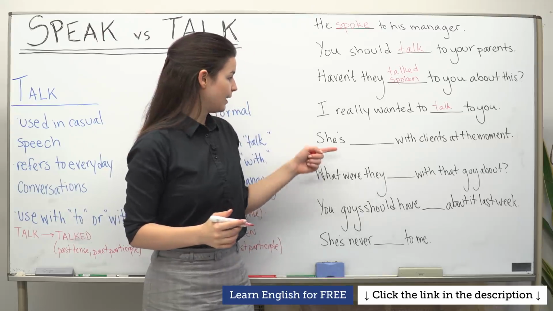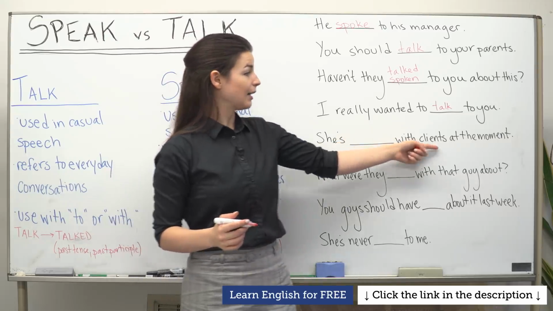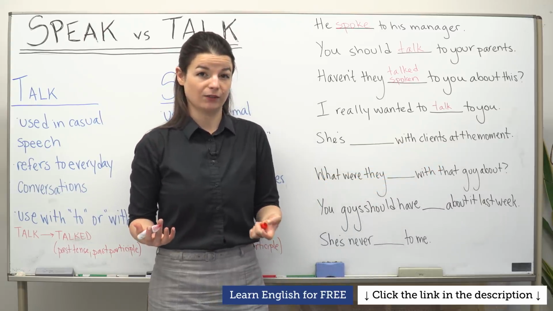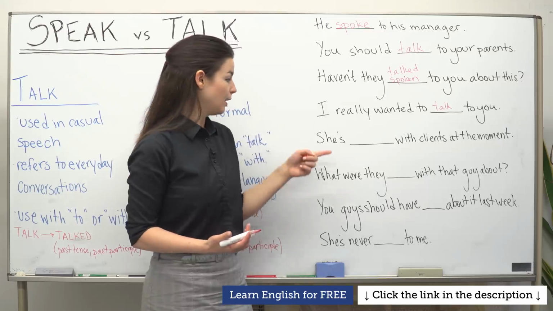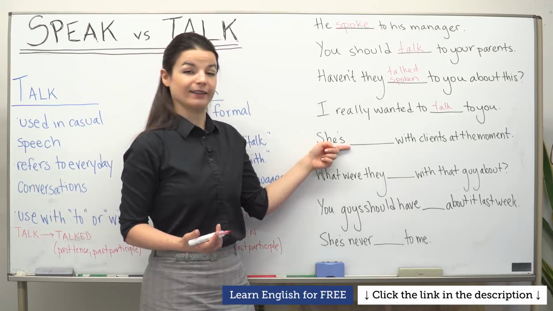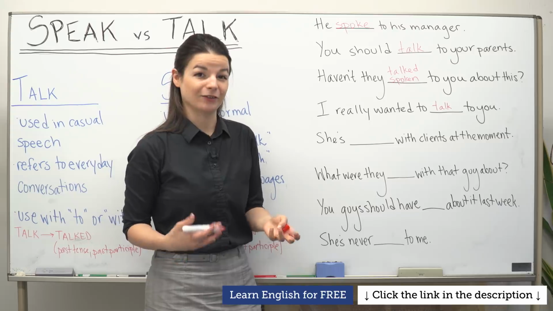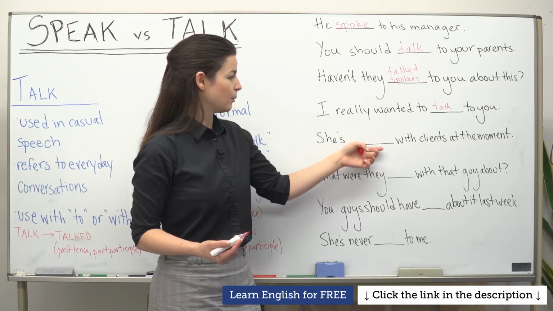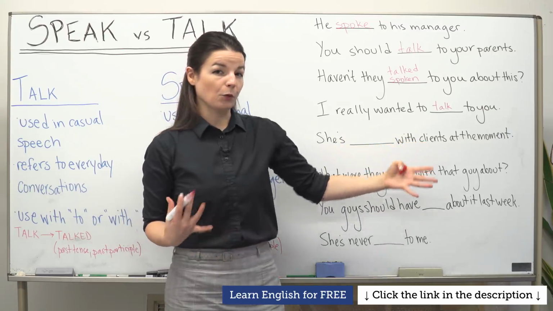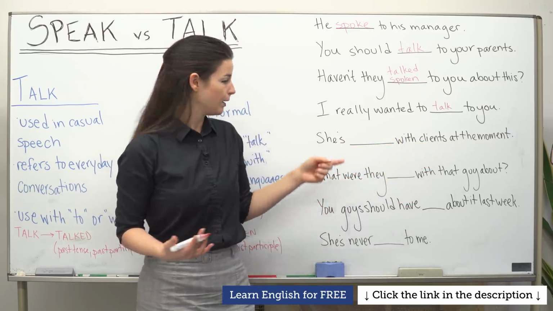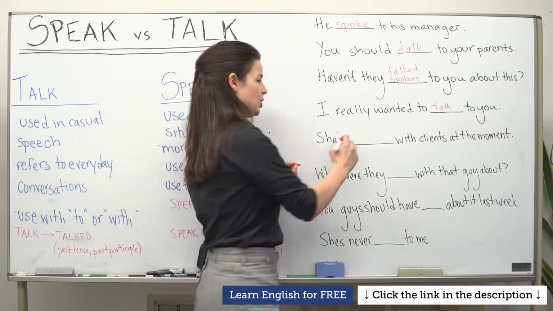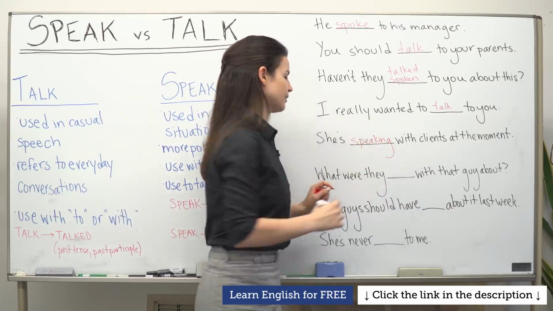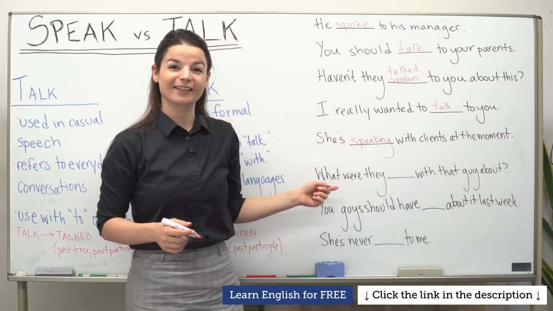Nice. All right, next one. She's something something with clients at the moment. So here the hint is clients, indicating it's a business situation or a more formal situation. And here we have the grammar she is. She is. This implies a progressive or a continuous grammar sentence. So she's something something. Clients gives us the hint it's more formal. Let's use speak. But again, to change it to the progressive form, she's speaking with clients at the moment. Sounds nice.